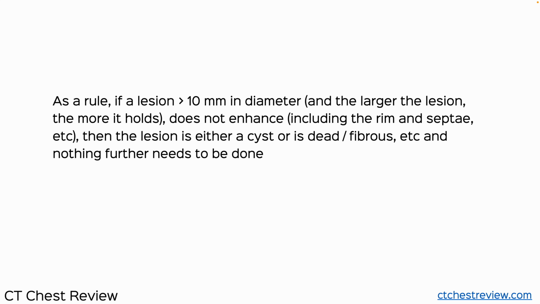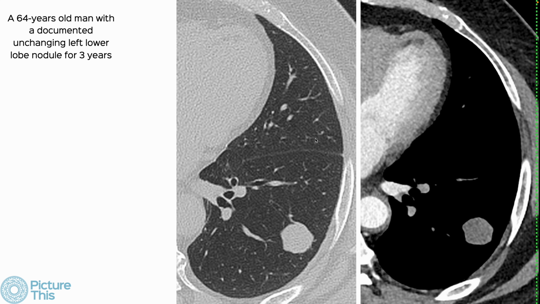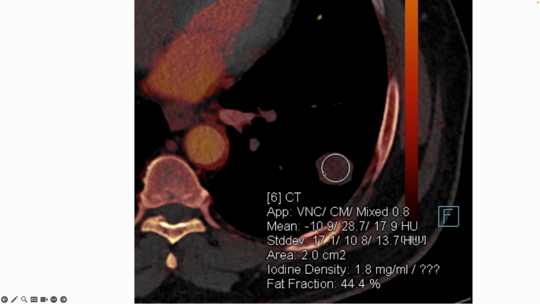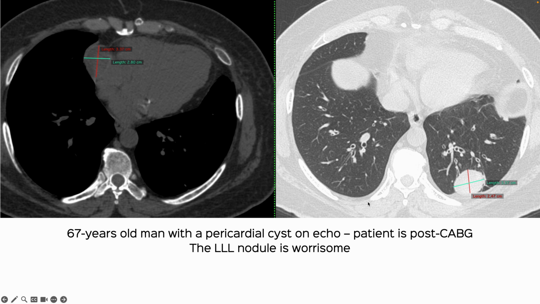So if you follow basic principles, you can obviate further investigations typically when a lesion absolutely does not enhance. And if any lesion is greater than 10 millimeters, you can use this rule. Like in this lung nodule, we also knew that it hadn't changed for 3 years. But if you look at this here, on the contrast studies, plain, venous, delayed, there is absolutely no change in the HU. It's 17, 16, and 12. And on the dual energy, we did the iodine, and there's no iodine uptake as well.